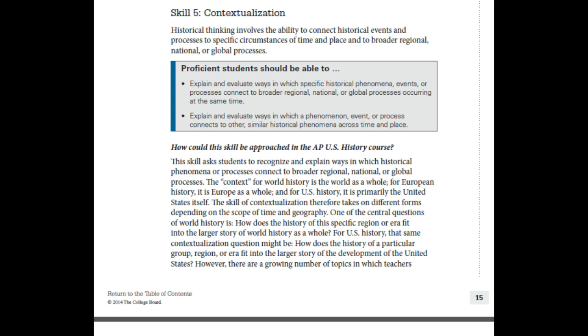Skill 5, contextualization, is asking students to kind of connect events or processes to broader things occurring at the same time. For example, you could think of it in this way. If you are contextualizing, you might be answering this question: how does the history of a particular group, region, or era fit into the larger story of the development of the United States? So for example, how does the history of a particular group, like immigrants, for example, or women, for example, or minorities, for example, fit into the larger story of the development of the United States?